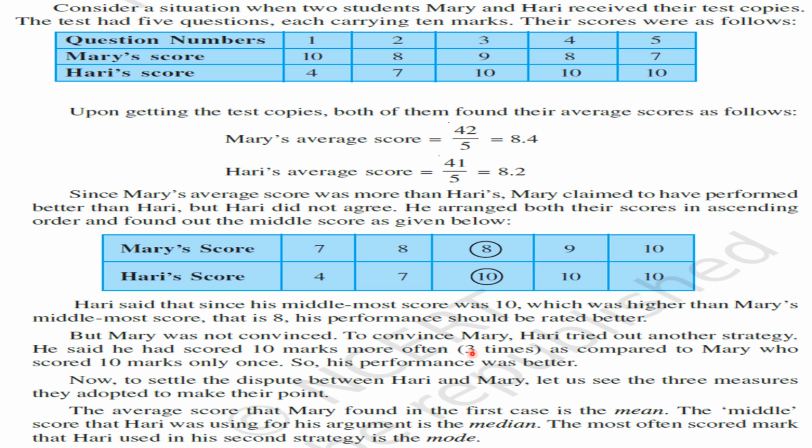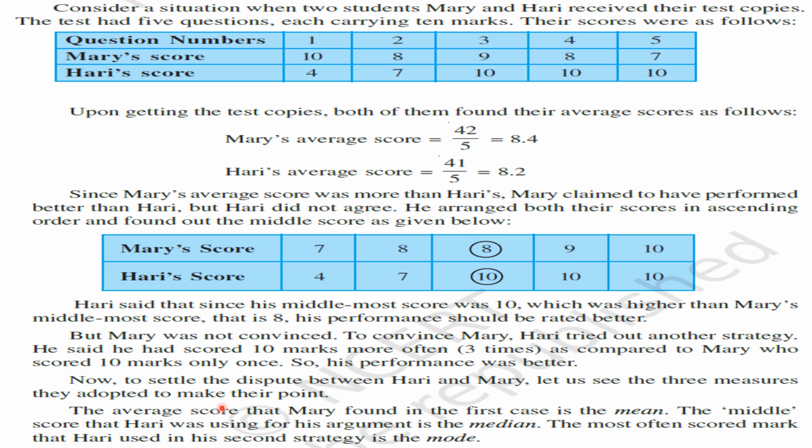To convince Mary, Hari tried out another strategy. He said he had scored 10 marks more often, that is 3 times, as compared to Mary, who scored 10 marks only once. Yes or no, my children? Mary scored 10 marks only once, but Hari scored 10 marks 3 times. So Hari said, I got 10 marks 3 times as compared to Mary, so my performance was better. So Hari argued that his performance is better.